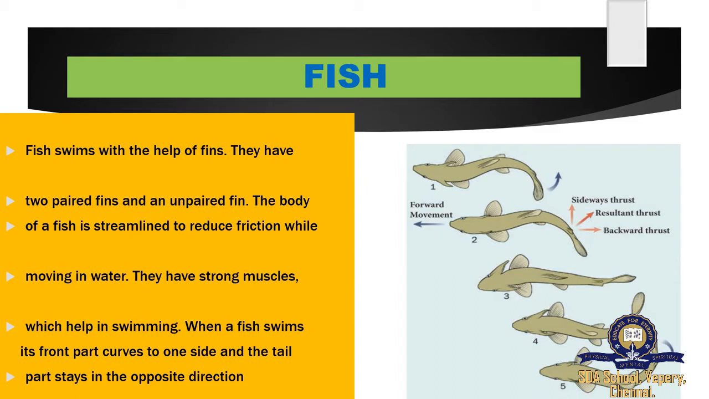When a fish swims, its front part curves into one side and the tail part stays in the opposite direction. Here also, the movement of the fish is given in this picture. While it is swimming, the front part curves one side, and then the tail part turns to the other side. So the direction will be opposite. See in this picture, one part is moving upward, then it is bending downward. So it's a forward movement. When the front is moving forward, the tail will be backward, and if the front is downward, the tail will be upward. Likewise, it is adjusting the body movement with the help of its muscles.